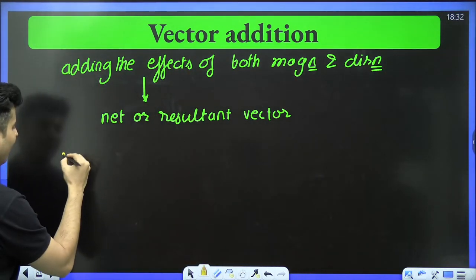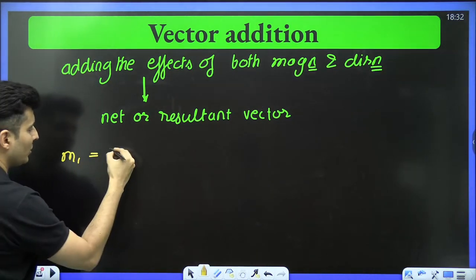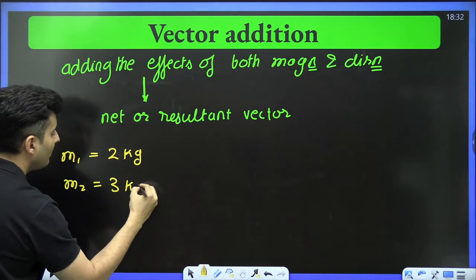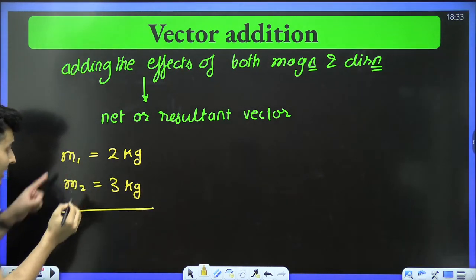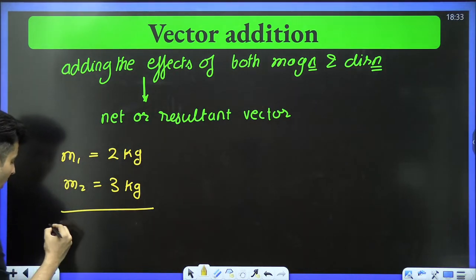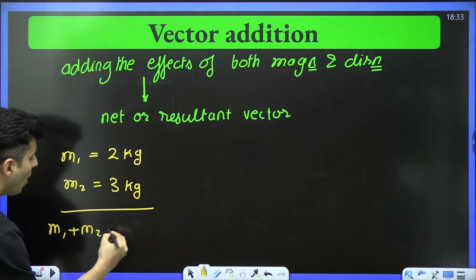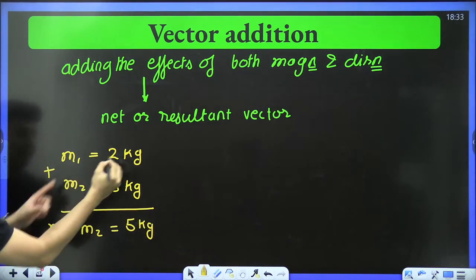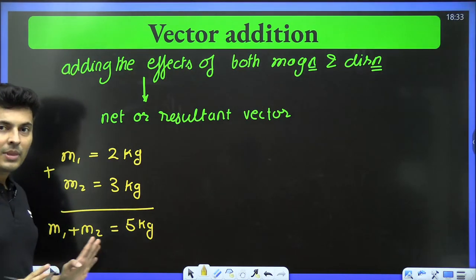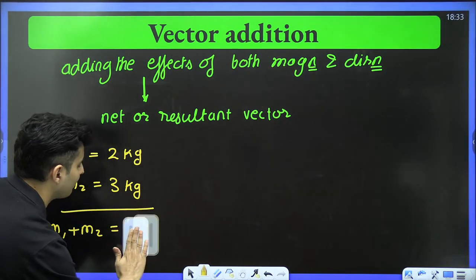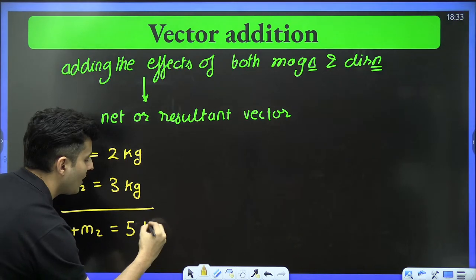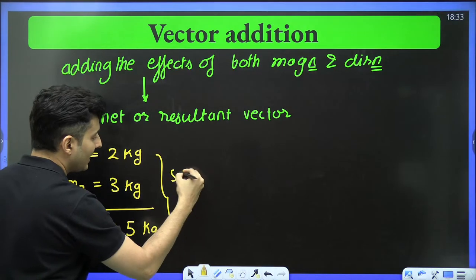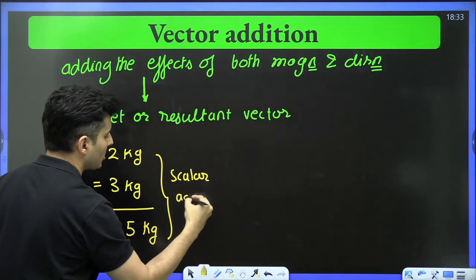How is this different from scalar addition? Example, if I have mass 1 equal to 2 kg, and mass 2 as 3 kg, then these masses are scalars. So when I add m1 and m2, what I get is basically 5 kg. I have added 2 and 3 to get 5, that's all. Anyways, 5 kg. This is scalar addition.